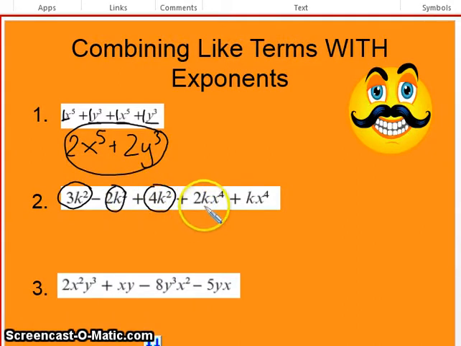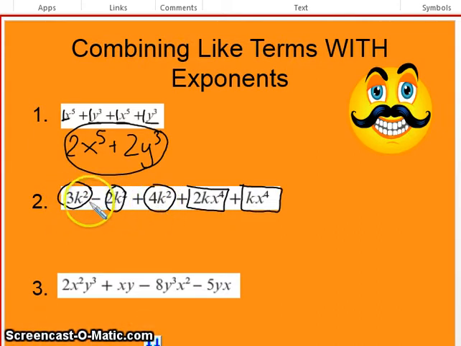Now this term is 2kx to the fourth, and I can combine it with every term that has kx to the fourth. So I'm going to draw rectangles around all my terms with kx to the fourth. Alright, now I can combine the circled terms all together and then the rectangle terms all together, and I'll have combined my like terms. So I've got 3k squared minus 2k squared plus 4k squared.